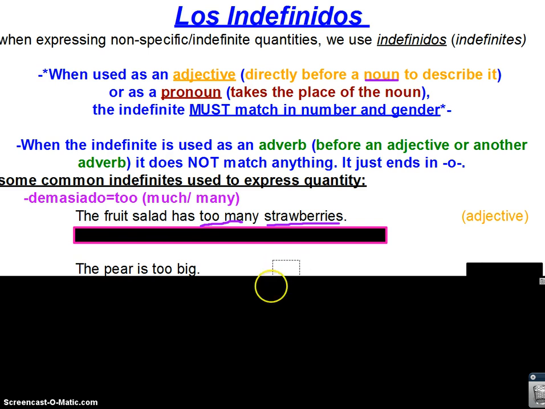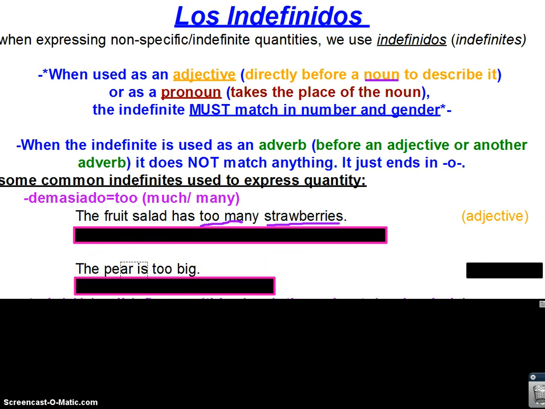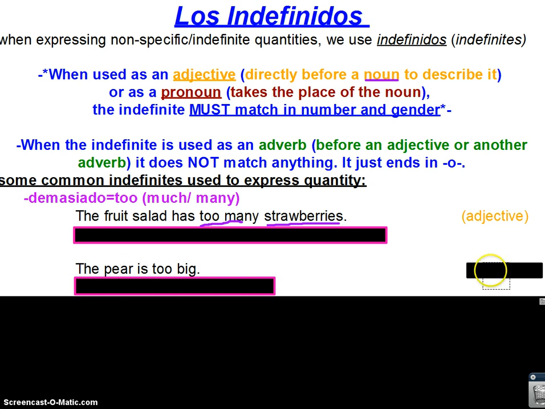The pear is too big. Just write the English down, skip a line for the Spanish, and off to the right-hand side, let's think. Is "too" here an adjective, a pronoun, or an adverb? In this case, "too" is matching "big." Big is an adjective. So since I'm describing an adjective, I'm using an adverb. And that means that it won't match anything. It's just going to end in the letter O.